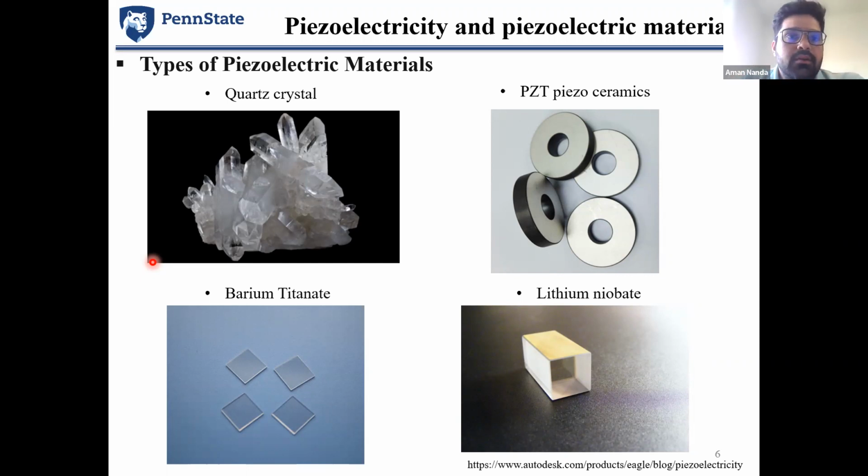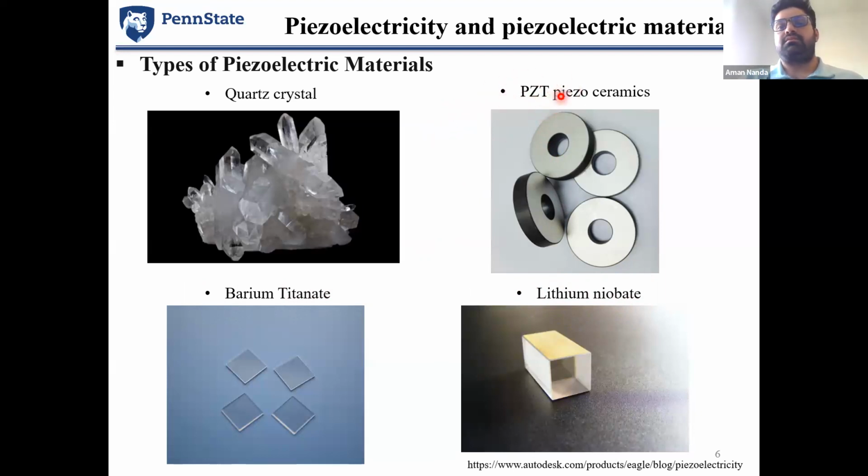working. So moving on to the types of piezoelectric material. We have quartz crystal, PZT piezoceramic. PZT is basically lead zirconate titanate. We have barium titanate, followed by lithium niobate, sodium potassium niobate, potassium niobate. Most of the commercialized applications of piezo are based on PZT ceramics.